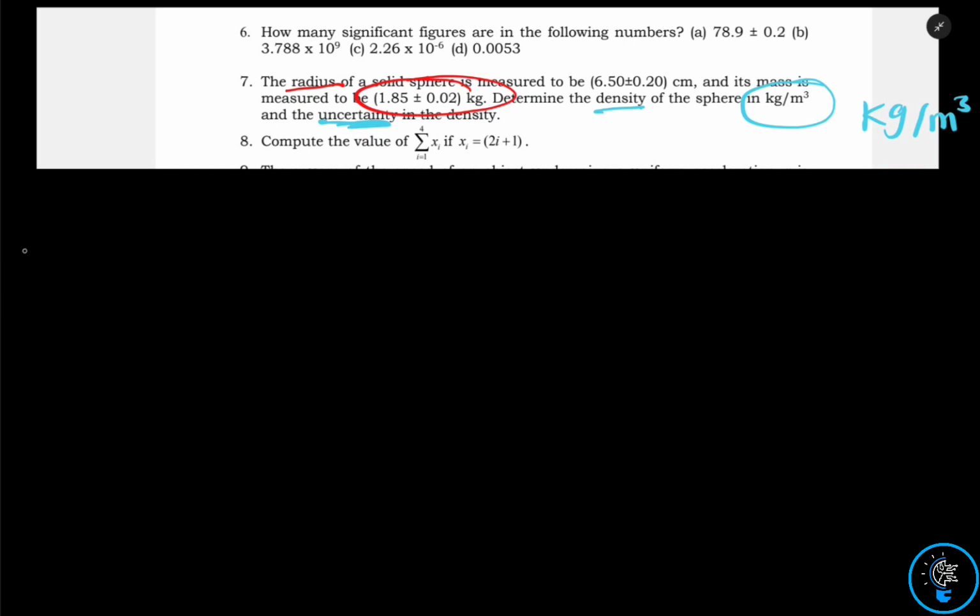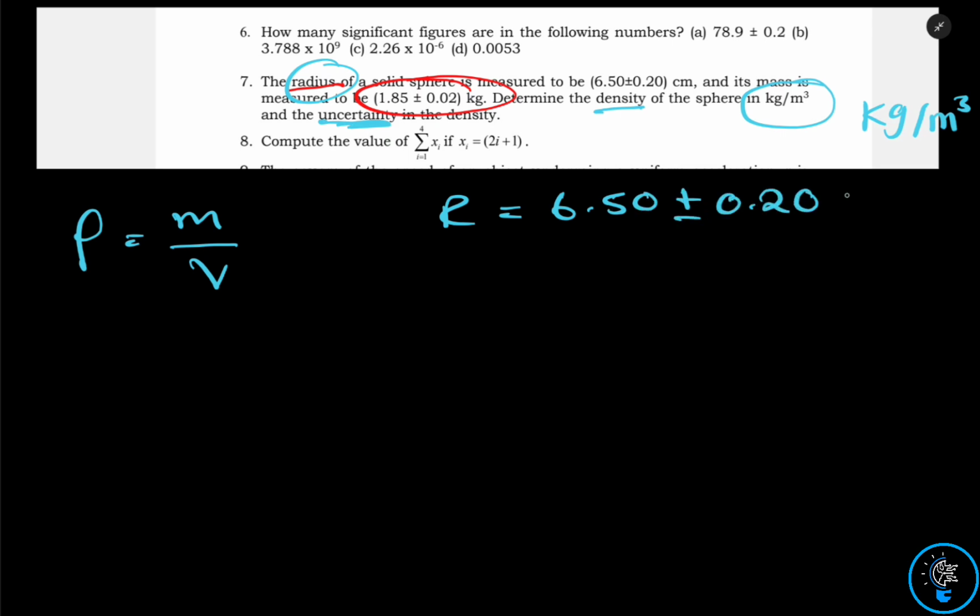We can get rid of these things too. So to calculate the density, we know that density is equal to mass over volume. Are we given volume in this question? The answer is no. We are given the radius. So we are told that the radius is equal to 6.50 plus or minus 0.20 centimeters.